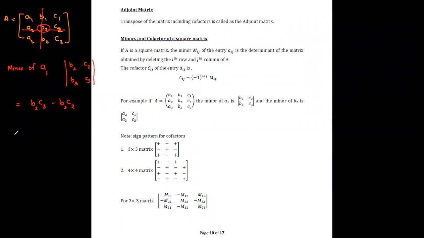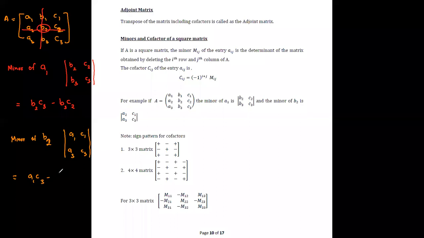Then this can be considered as the minor of B2. Minor of B2 can be obtained by taking the determinant of A1, C1, A3, C3. Therefore, we can take this as A1 times C3 minus A3 times C1. Then using this concept, you can easily obtain the minors for a given matrix.